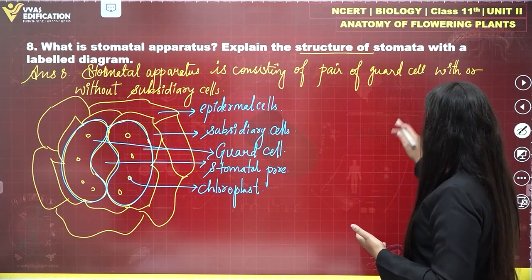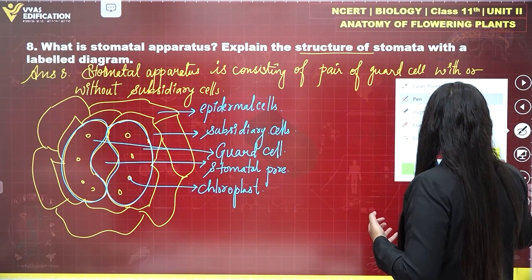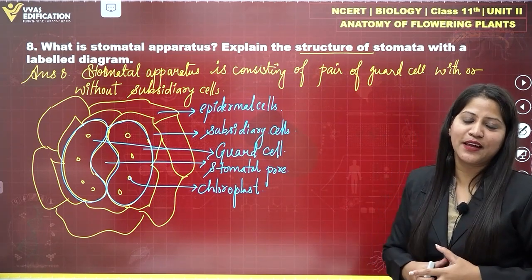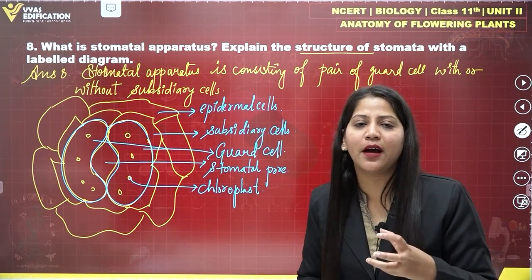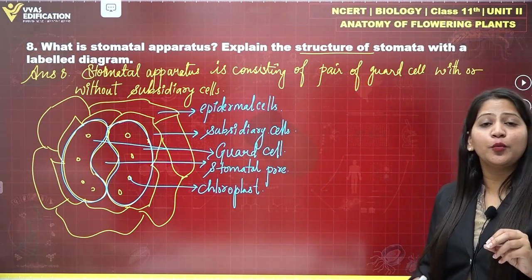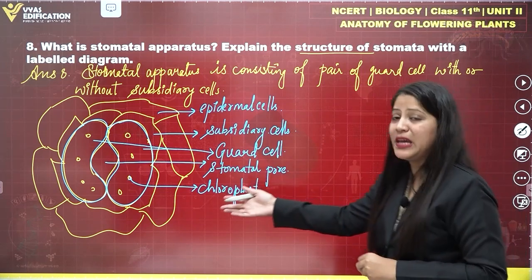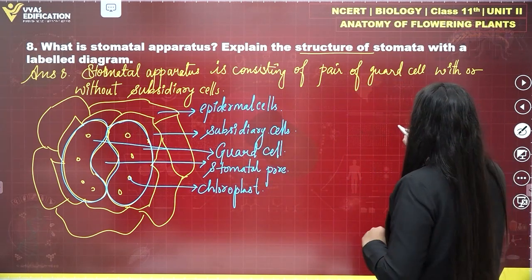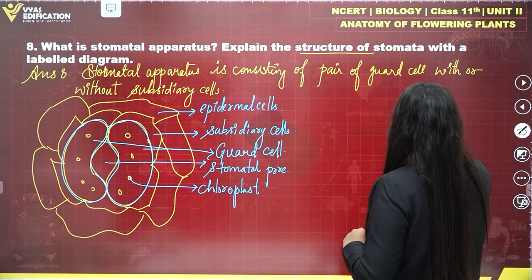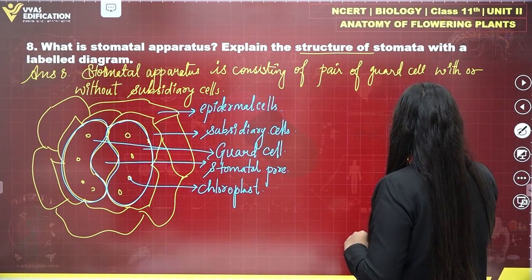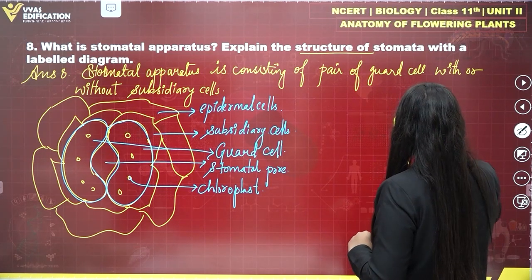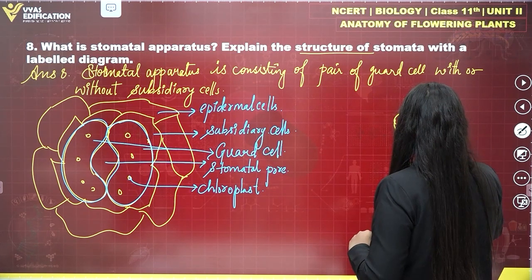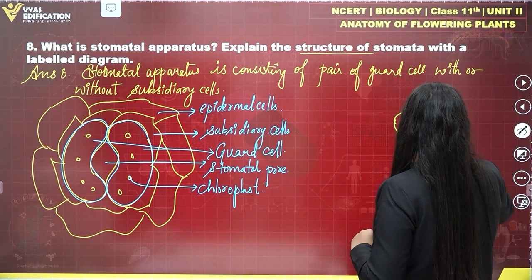Now we have another kind of stomata also which is present in grasses. So we are going to make here the diagram of stomata which is found in grasses. The guard cells of stomata in grasses are dumbbell shaped. It is bean shaped in general, but in grasses the guard cell is dumbbell shaped. This is a guard cell. This is another guard cell, as it is present in a pair.